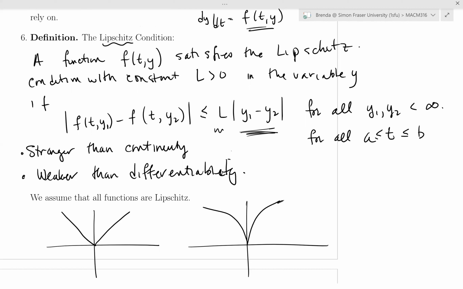Now, are these differentiable functions? You would say no. Neither one of them has a derivative at zero. So they're not differentiable on their whole domain. Okay. Then are they continuous? Yes, both of them are continuous, if you can draw them without lifting your pencil. Okay, now one of them is Lipschitz and one is not. Which one is which? In which case does the derivative stay bounded as you get close to zero?